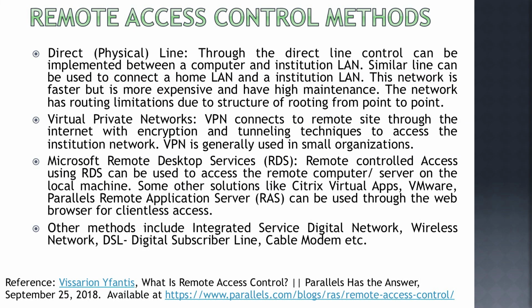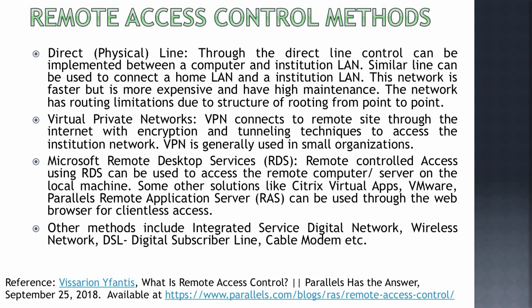There are various kinds of remote access control methods. The first one is direct physical line. The direct physical line control can be implemented between a computer and an institution LAN. A similar line can be used to connect your home LAN and an institutional LAN. This network is faster, but is more expensive and has high maintenance. This network has routing limitations due to the structure of routing from point to point network.